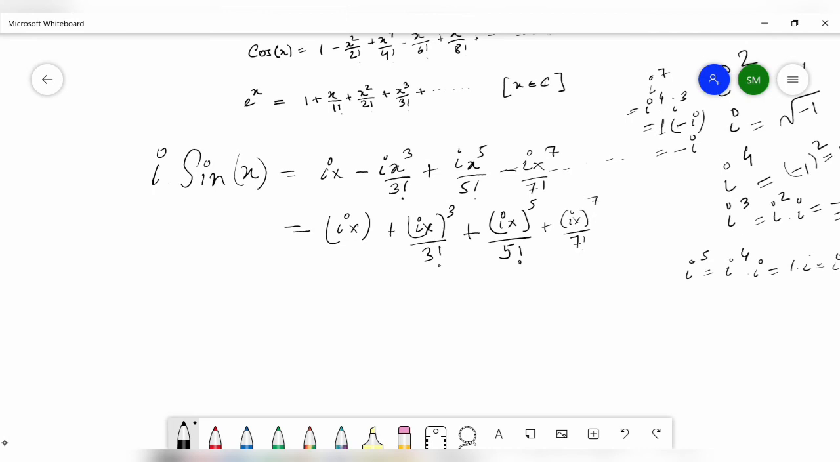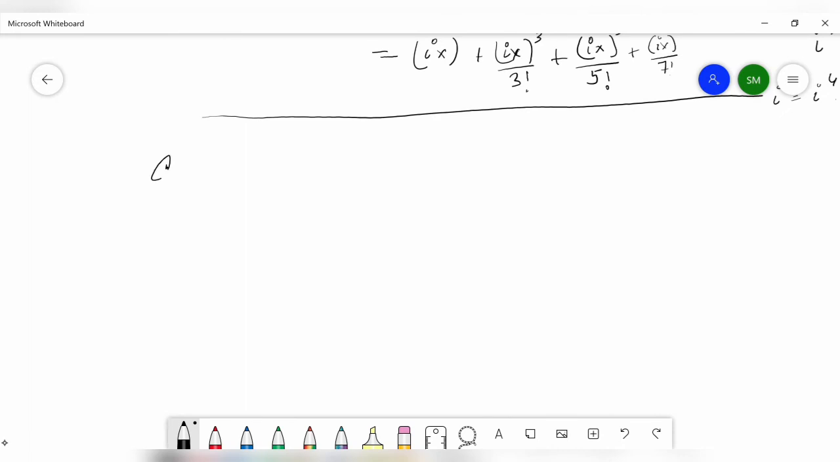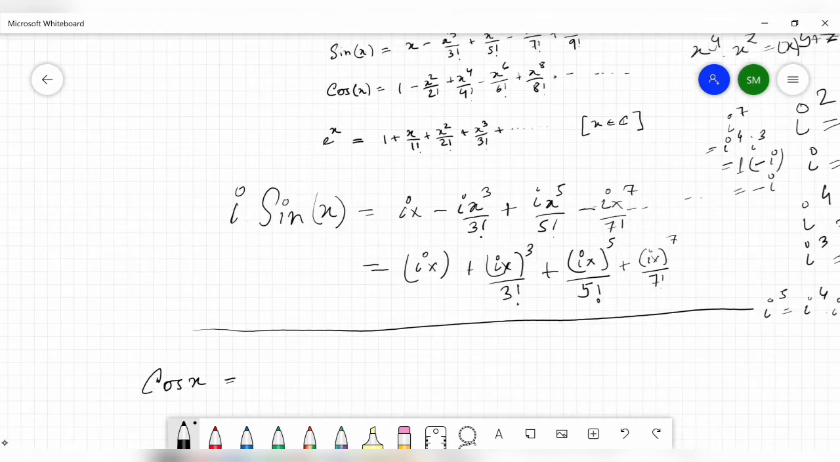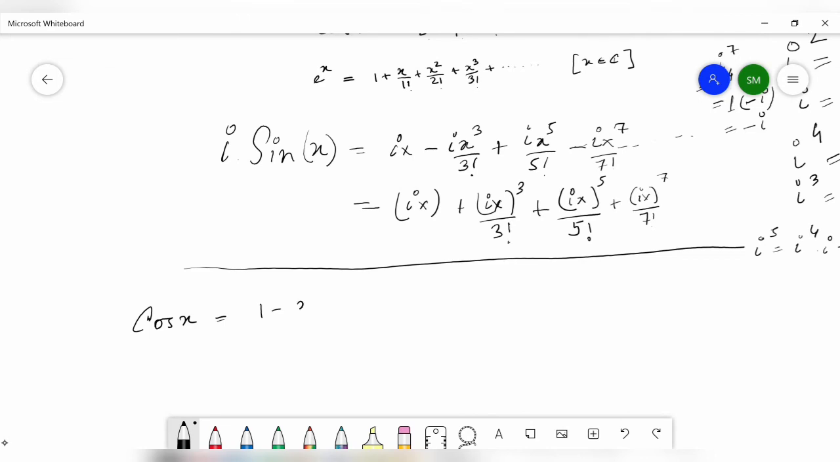And similarly, now I can write cos x a bit differently as well, right? So let me write it again. Cos x, as you can see in the previous term, is 1 minus x squared by 2 factorial plus x to the power 4 by 4 factorial minus x to the power 6 by 6 factorial plus x to the power 8 by 8 factorial, and so on, right?